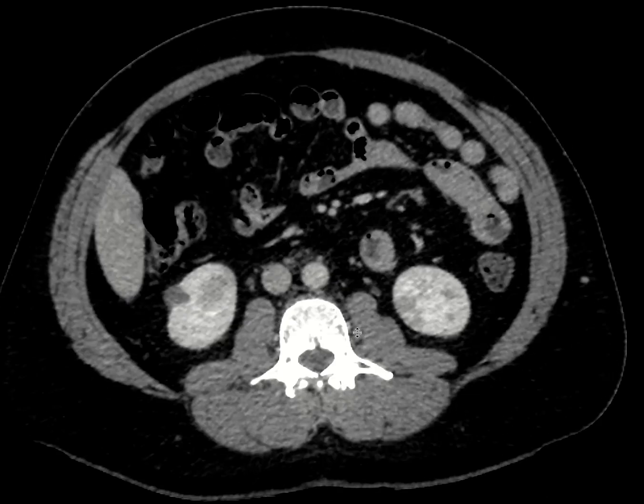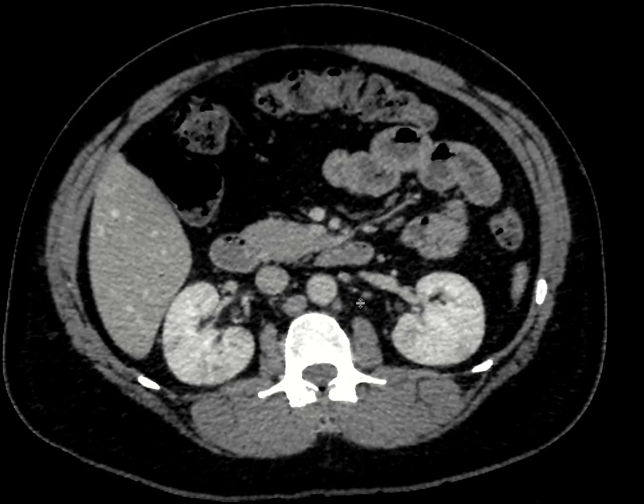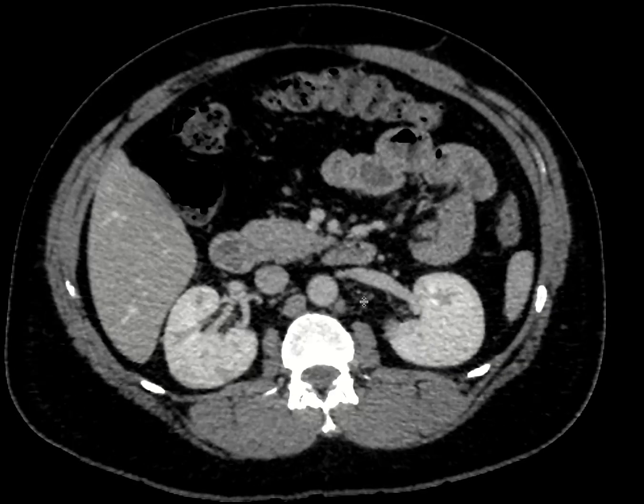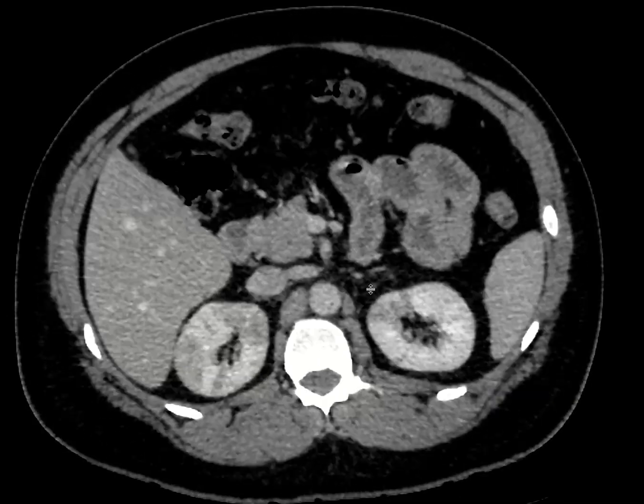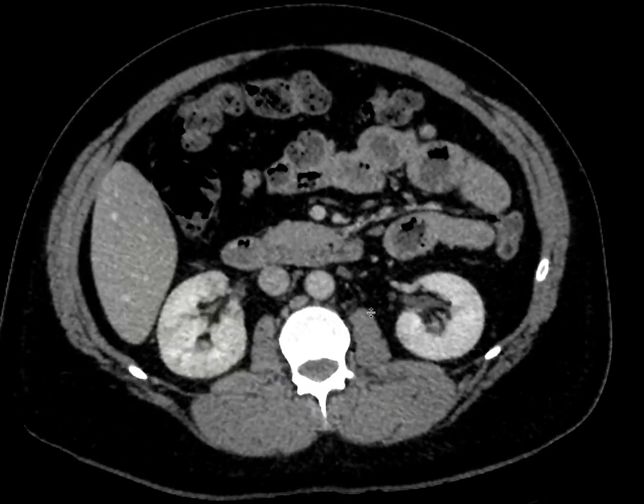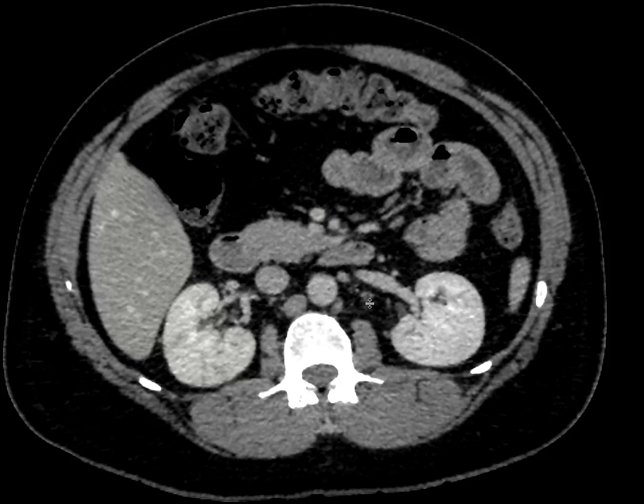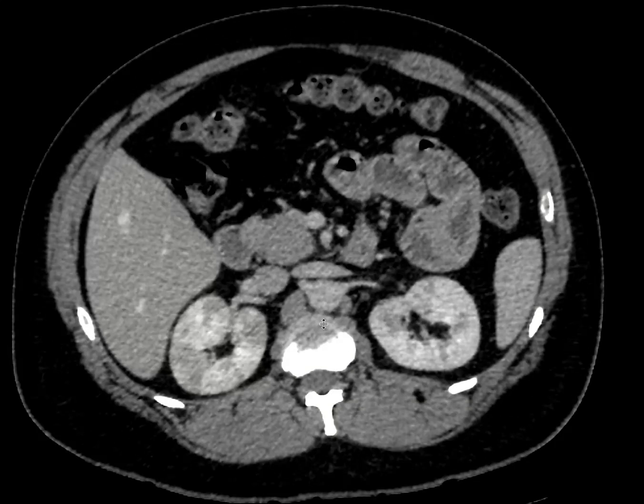So the way to diagnose this, the gold standard is going to be a biopsy to see whether there's cocaine-induced injury to the kidney. But in this particular case, it had resolved clinically, and so a biopsy was not performed.